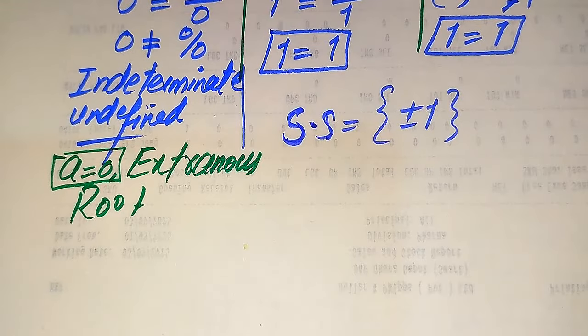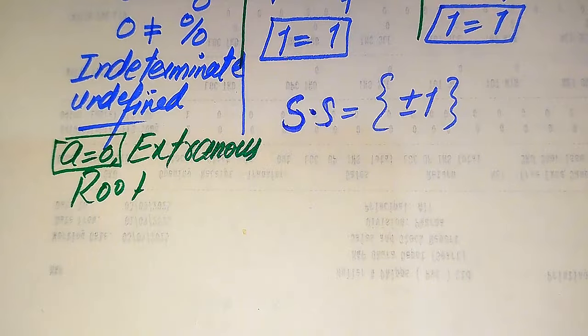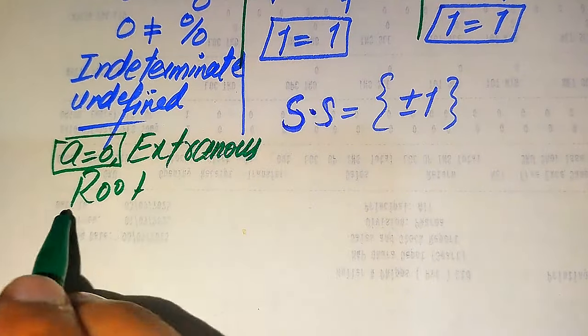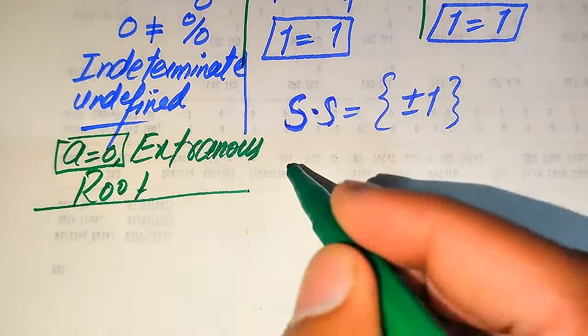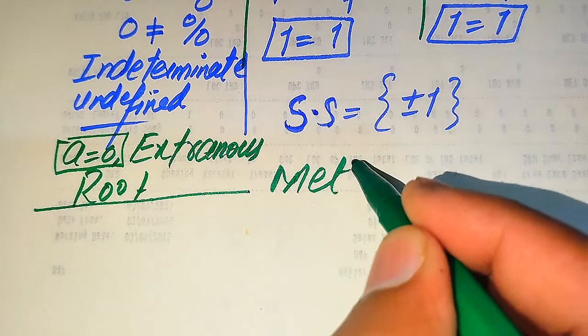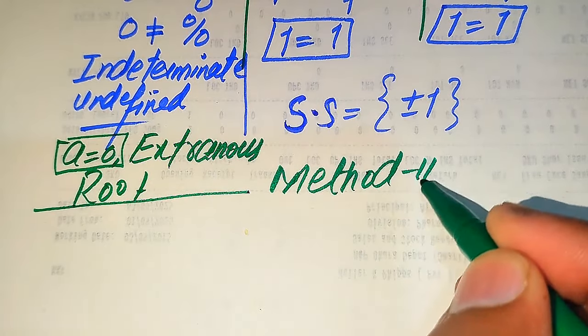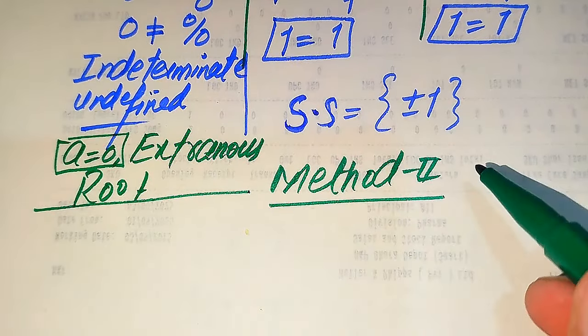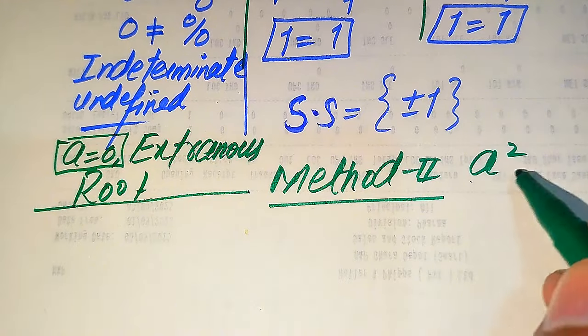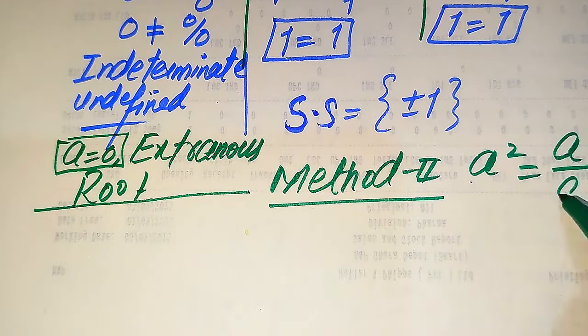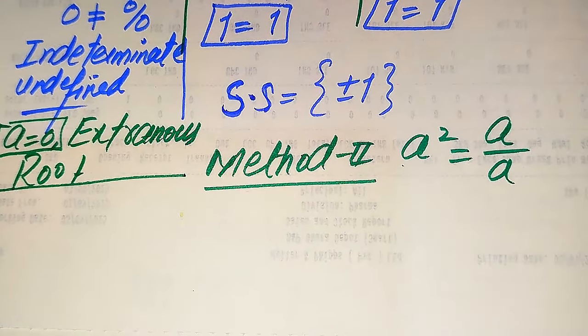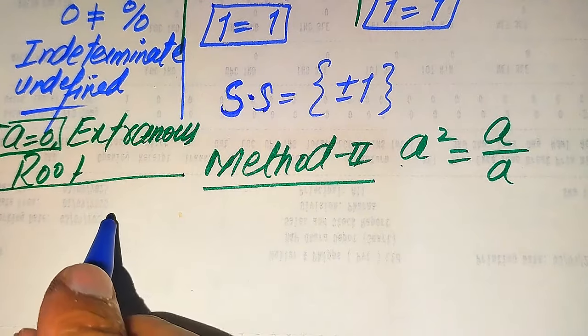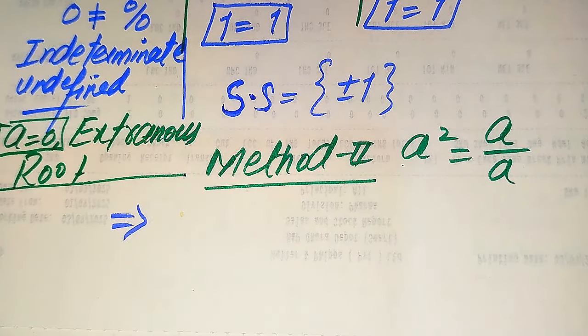And now here we again solve this problem by the second method. So for this we need to copy down the given equation here. In the second method, when we copy down the given equation, it is a square equals a divided by a. This is our given equation. And here we just directly solve this problem, and we directly get the roots of this equation.